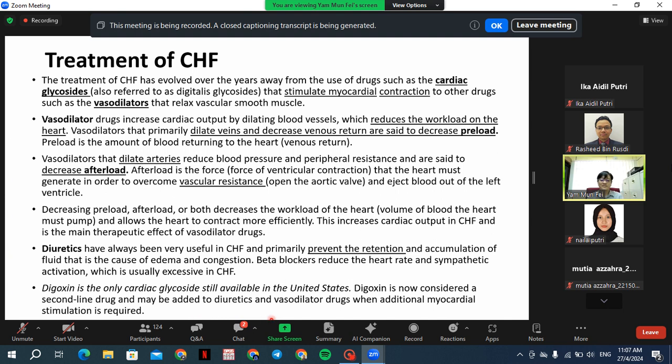Digoxin can still be used. Normally, digoxin is considered a second line drug. It is no longer considered a first line treatment, but a second line treatment.